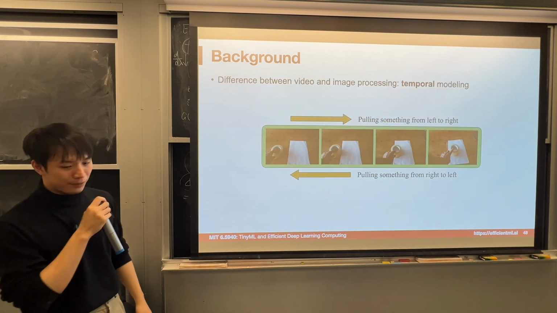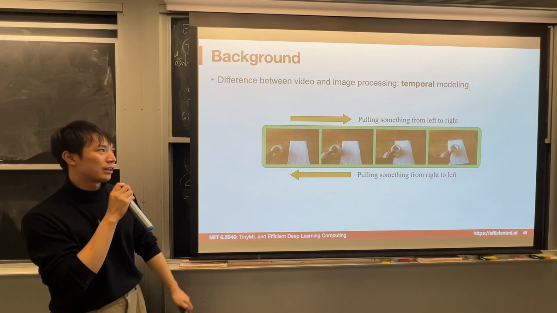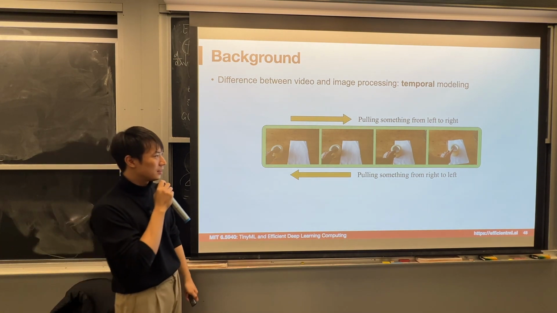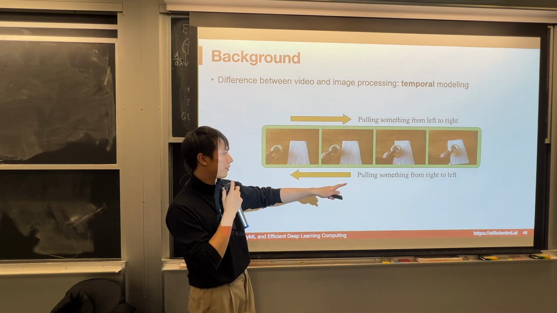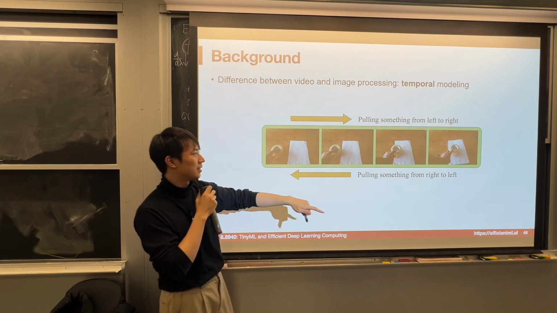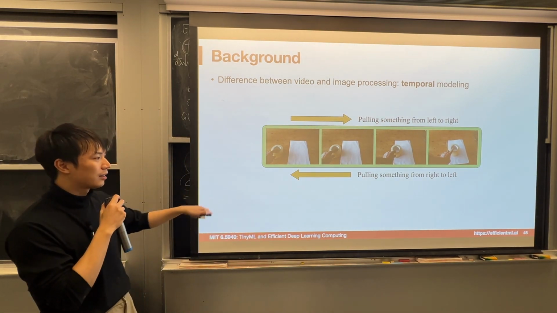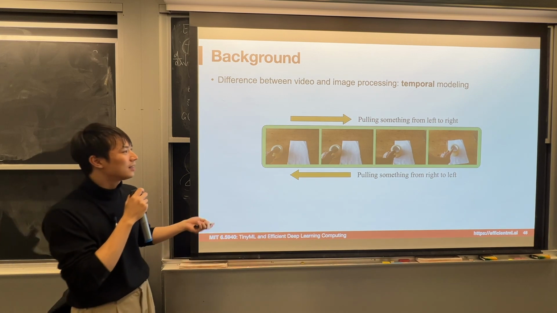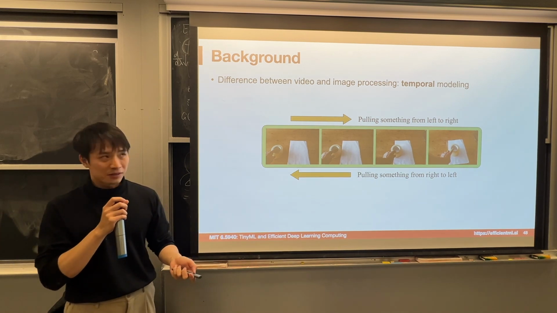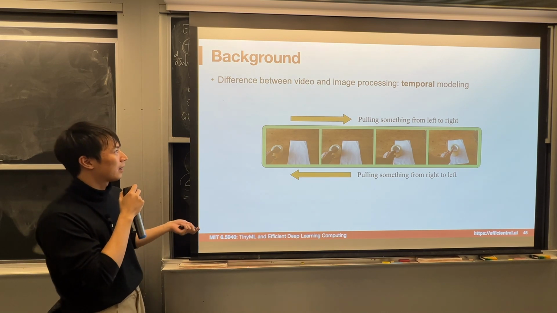So the main difference between video processing and image processing is actually the temporal information. So here is an example, four frames from a video. If you look in this arrow of time, you see the person is moving this thing from left to right, and if you look in the other direction, it's vice versa. So video processing is all about temporal modeling, apart from the image, spatial modeling part.